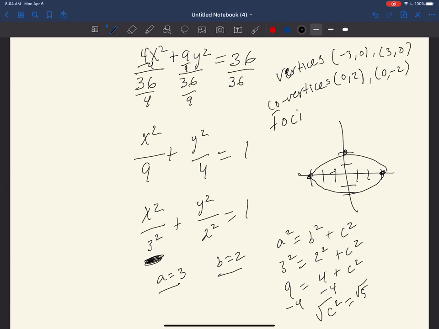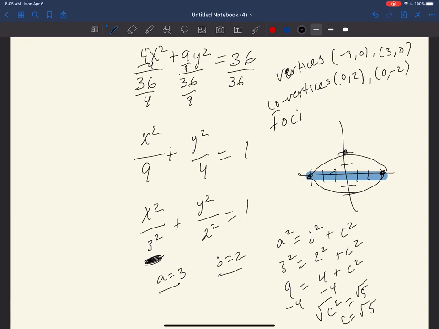Take the square root of it. So c is going to be equal to the square root of 5. So remember, your c is always going to be along the major axis. So I'm going to highlight it, which is here. So your foci will always be between the center and the vertex.